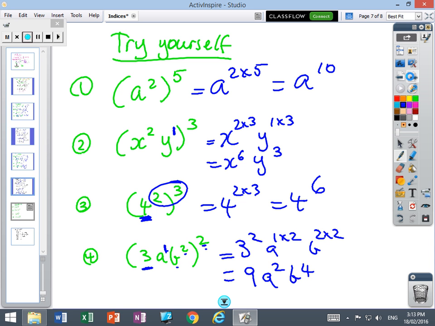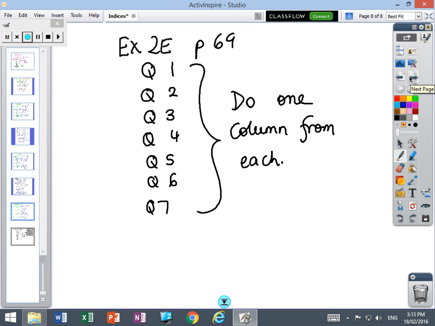Okay, so let's see what the next slide says. Okay, so there's an exercise, 2E, page 69. Just do one column from each. Don't do everything. You haven't got time.